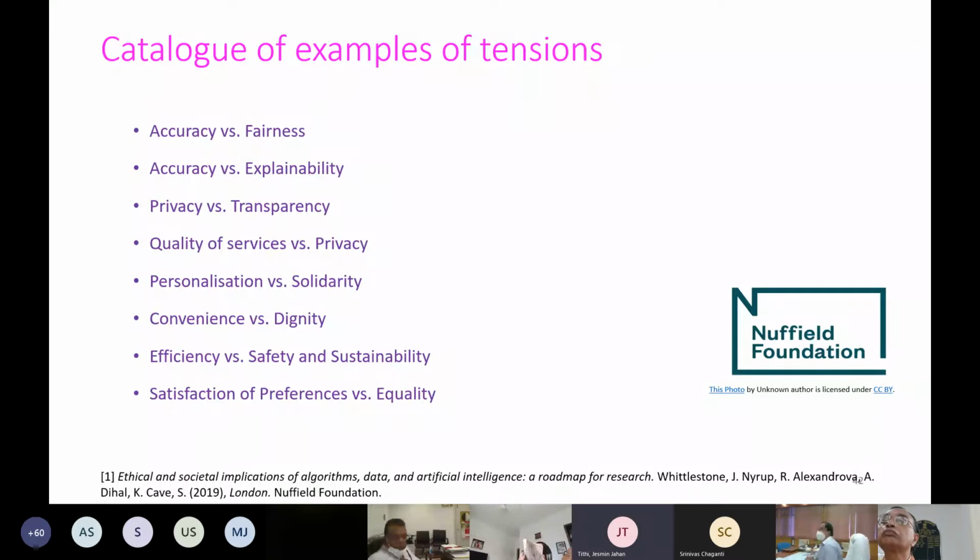There is a list of example tensions that can arise in the real world. This is not an exhaustive list, but just examples. For example, accuracy versus fairness, accuracy versus explainability. For example, deep learning models are more accurate, but they are not explainable. On the other hand, a naive Bayesian network might be less accurate, but more explainable. Similarly, privacy versus transparency, quality of services versus privacy, and personalization versus solidarity, and so on.